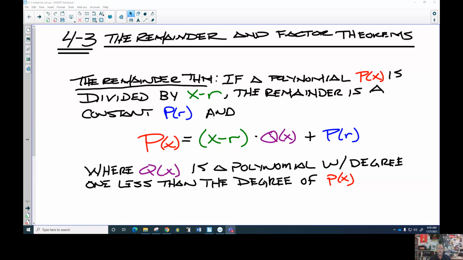Hello, folks. We are going to continue on in Chapter 4. We go to 4.3 next. We do not do 4.2. So it is the remainder and factor theorems. The remainder theorem is written for you on the screen right now.